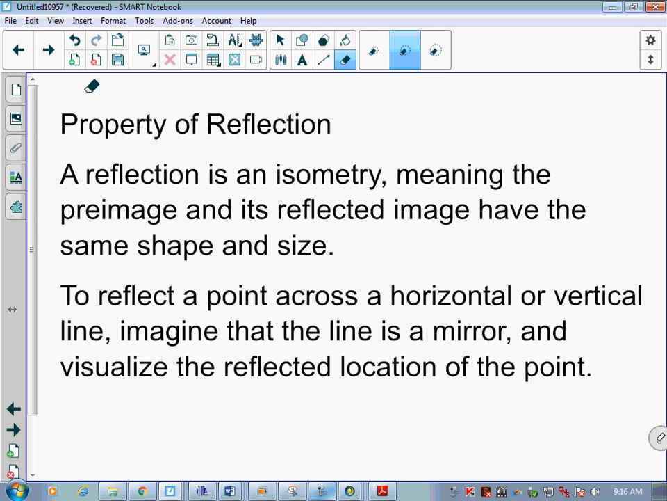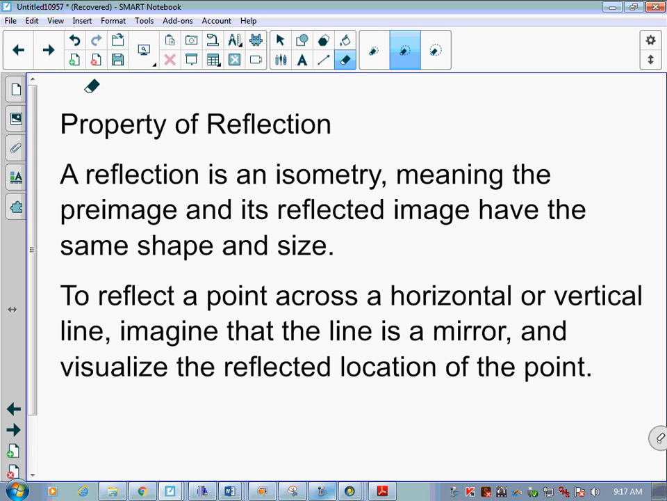We have some properties of reflection. Darian, can you tell me about at least this property that we see up here? At least read that out for me. Okay, and then beyond that? Reflect a point across a horizontal or vertical line. Imagine that the line is a mirror and visualize the reflection.